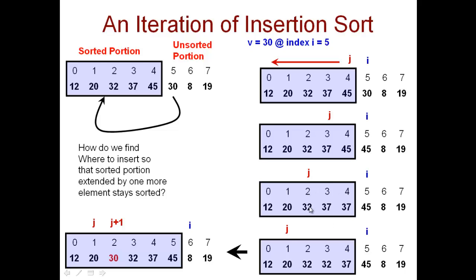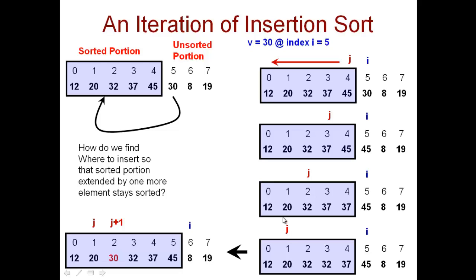The element there is 32. So 32 compared to 30. So again 32 is greater than 30. So copy 32 to its right and move j further to the left. We have 20 there. Now 20 is not greater than 30.